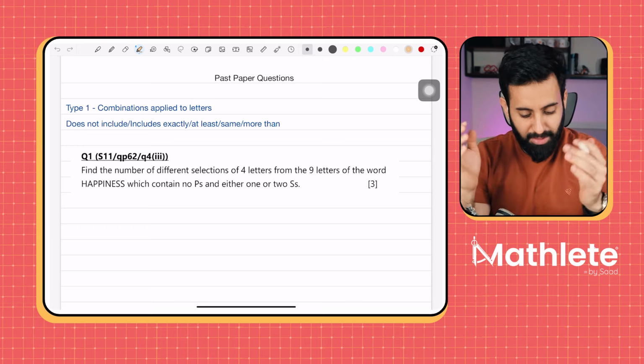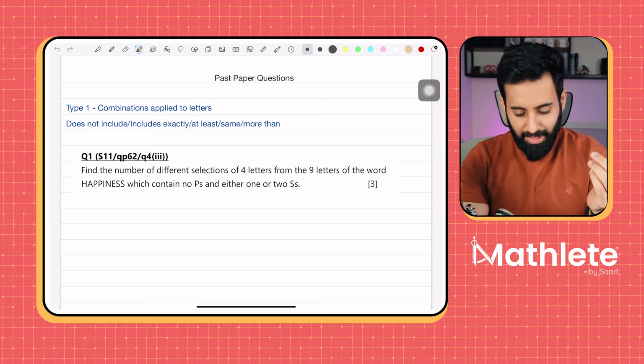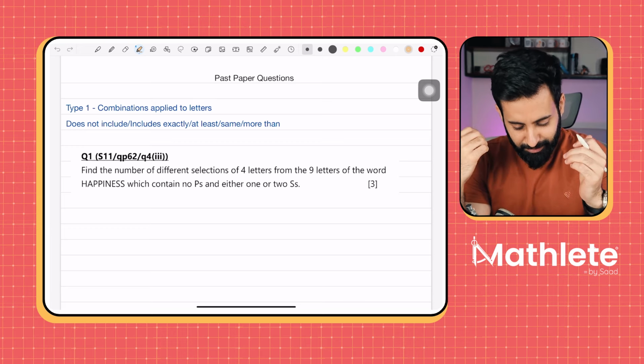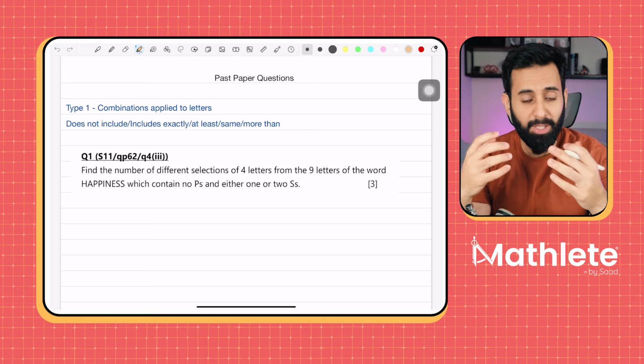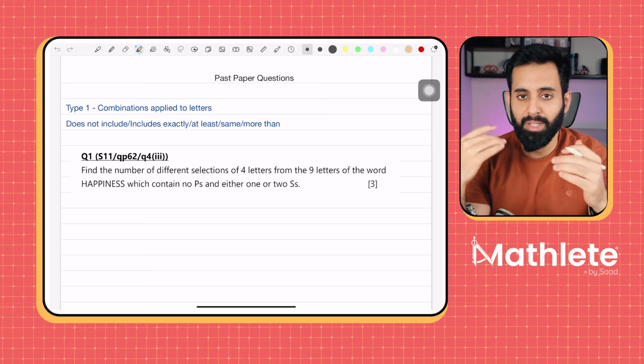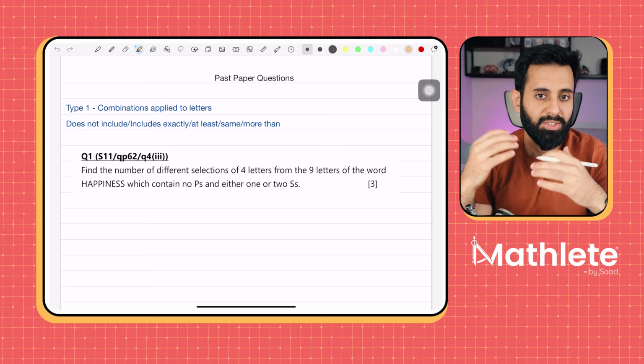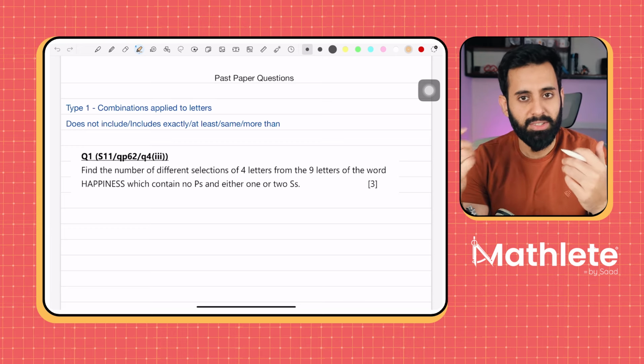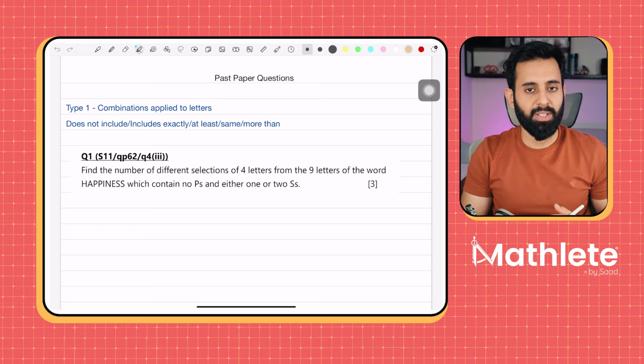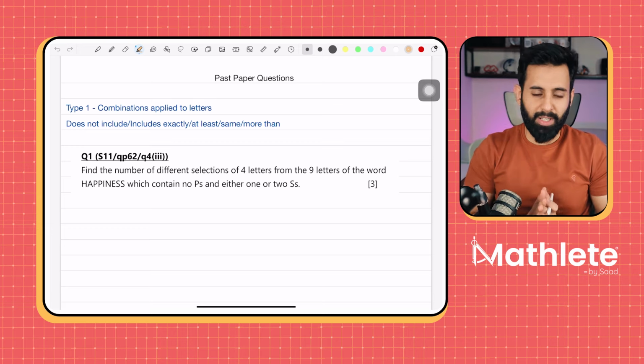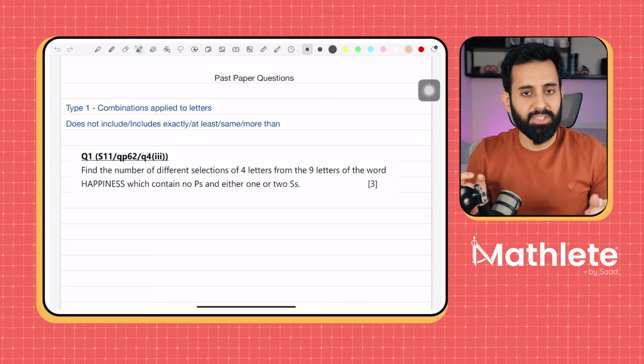And this video has been a long time coming. Basically, we are going to do past paper questions of combinations. I've uploaded an entire playlist of permutations, and I've covered an introduction of combinations in the last video. In this video, we're going to dive into some past paper questions, and some very specific restrictions that we have to deal with.